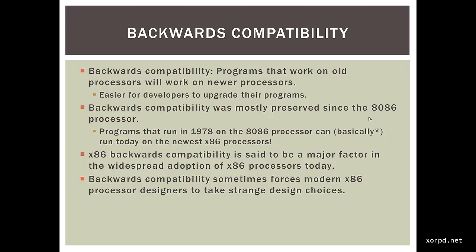As a drawback, backwards compatibility sometimes forces modern x86 processor designers to make strange design choices. That means that when you use the x86 processors, even as a programmer, you can see a lot of history in it. You can see lots of strange things that usually have some kind of historical explanation, and sometimes it is hard to predict why something strange works the way it works. I hope that we will have more time in the future to discuss those kinds of things. You're going to see some interesting things in the x86 processor.